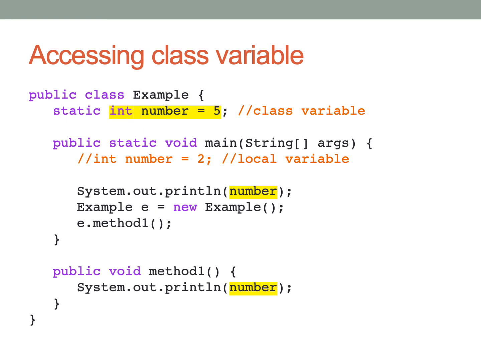This slide here shows that when you have class variable, it can be accessed by any methods in that class. In this example, the value number equal to 5 can be accessed in main method and also in method1 method. Local variable number equal to 2 cannot be accessed by method1. Only main can access it. Try and run this code to understand it. Uncomment the local variable and see what will be displayed on the screen if you have local variable.